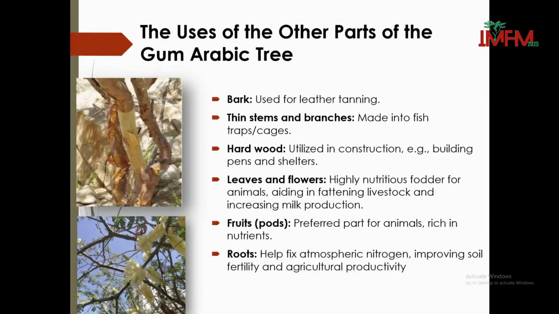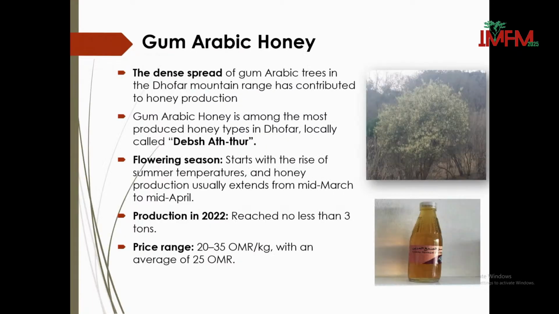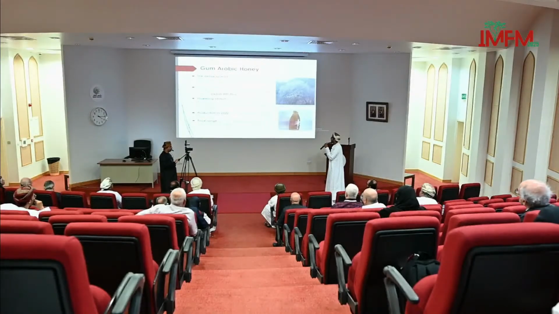Also the fruit and the buds are a preferred part for the animals, rich in nutrients. And the roots are used to fix nitrogen in the soil, so it improves soil fertility and agricultural productivity. One of the good products is that the honey producers use this tree to produce gum arabic honey, because of the dense spread of the gum arabic tree in Dhofar.